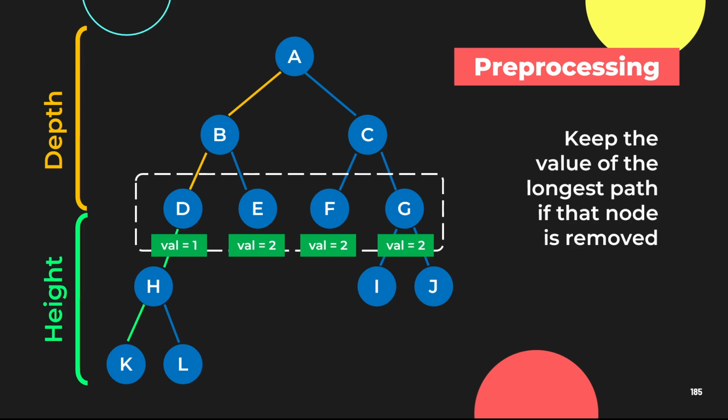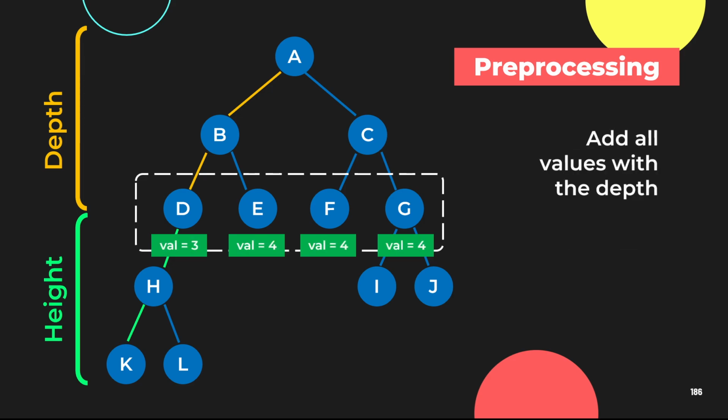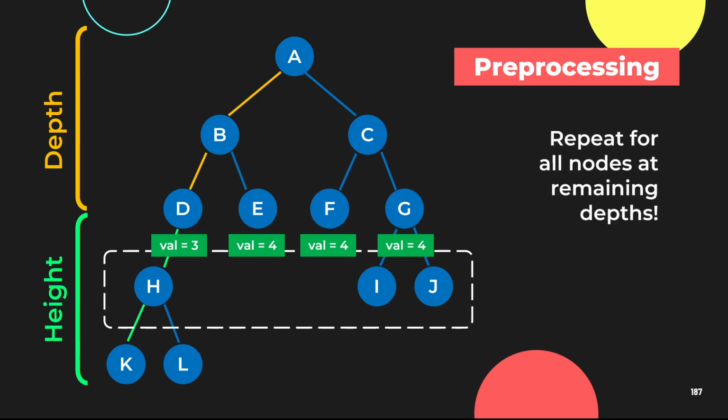Now since we want to directly return the answer, what I can do is, for this answer, I will just have to add the depth. Going down is 2 levels, so I'll just add everything by 2. That will give me 3, 4, 4, 4. So now you see the algorithm here. If I remove D, I just need to return 3. If I remove F, I just need to return 4. So I'll do this for each and every node.